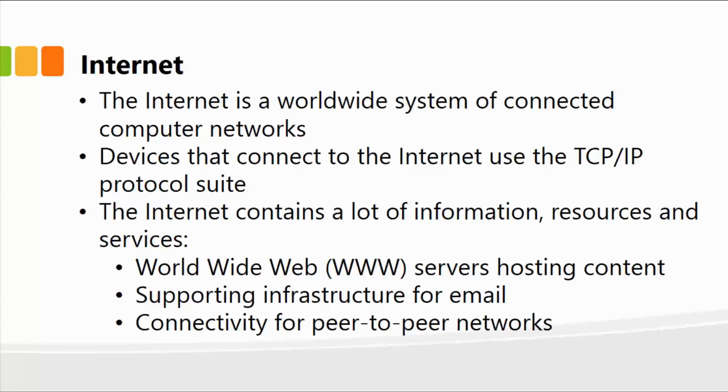The other one is supporting infrastructure for email. So not just the content itself that you can use the Internet to place, but you can also communicate. I can send a message from one place to the other, from one computer to the other, regardless of its location. And third is the connectivity for peer-to-peer networks. We talked about different topologies where if you have local area networks, for example, you can also share information within your own organization.